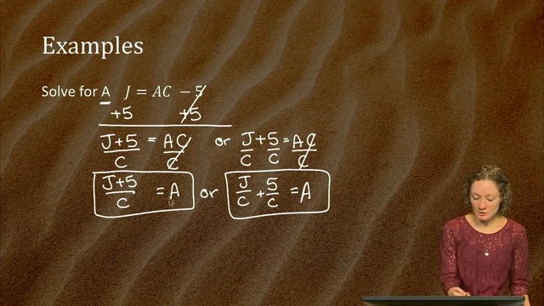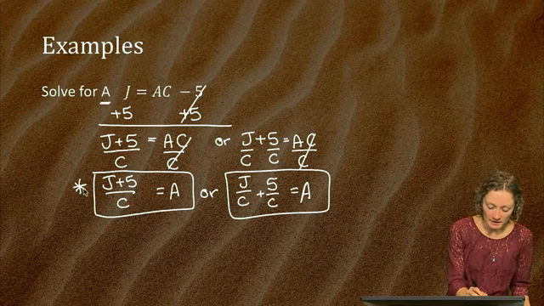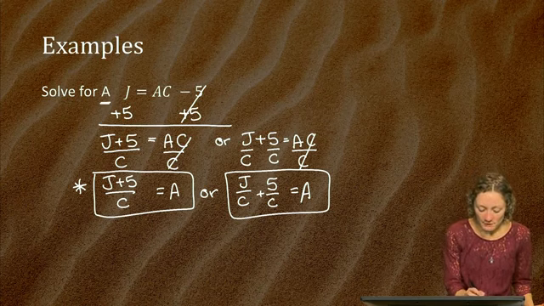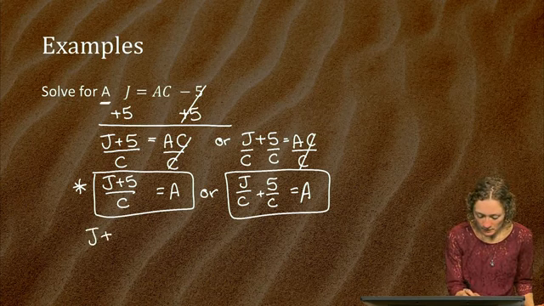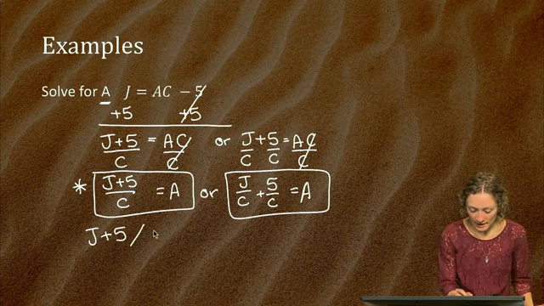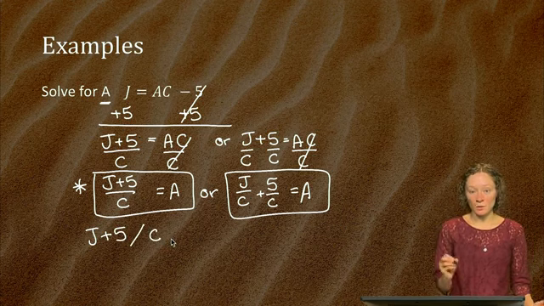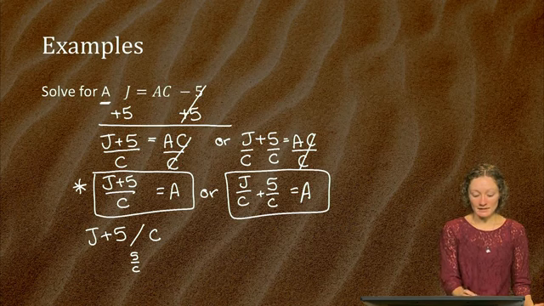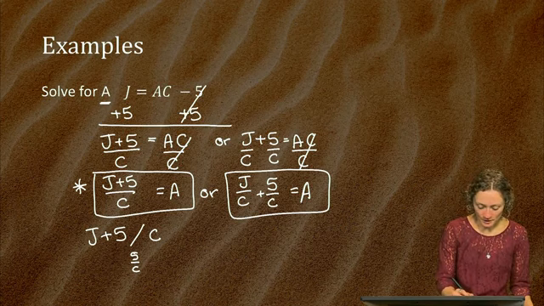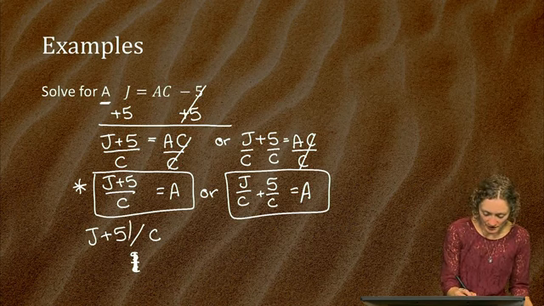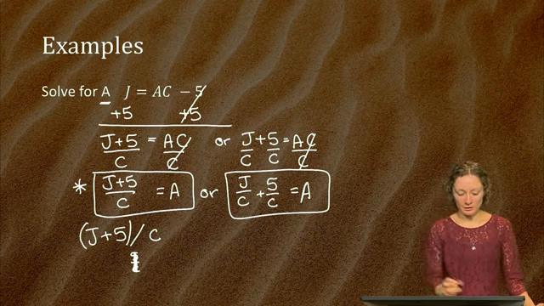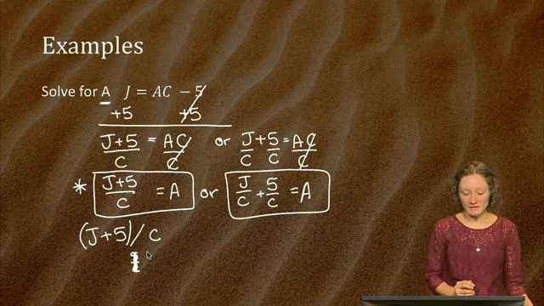Something else to keep in mind, if you're typing a solution like this first one into the homework system, if you type J plus 5 divided by C, what the computer is going to read is that only the 5 is being divided by C. It doesn't recognize that everything is in the numerator. So the way that you'll tell the computer everything's in the numerator is with parentheses. Parentheses around J plus 5 and then C in the denominator.